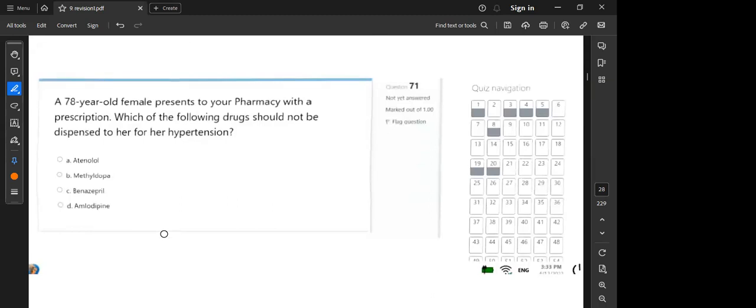A 78-year-old female presents to your pharmacy with a prescription. Which of the following drugs should not be dispensed to her for her hypertension? Guys, 78.